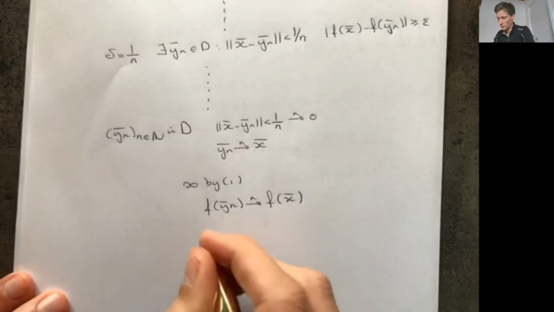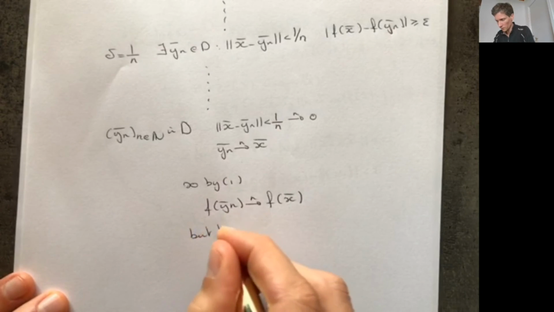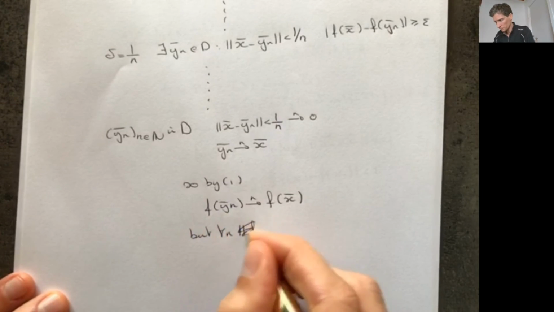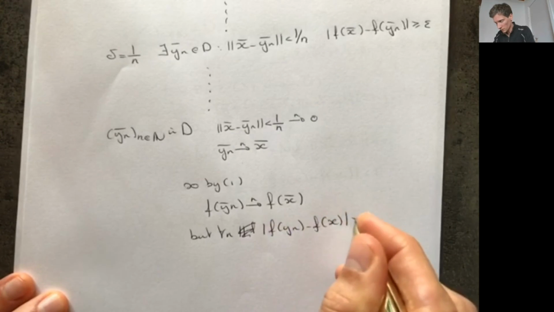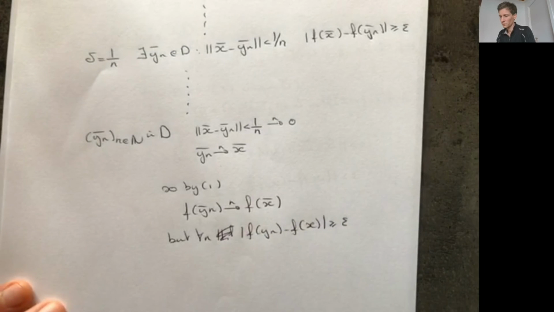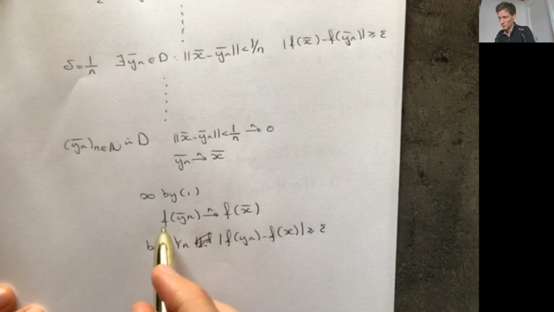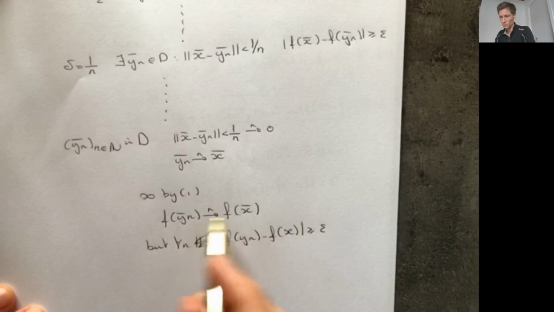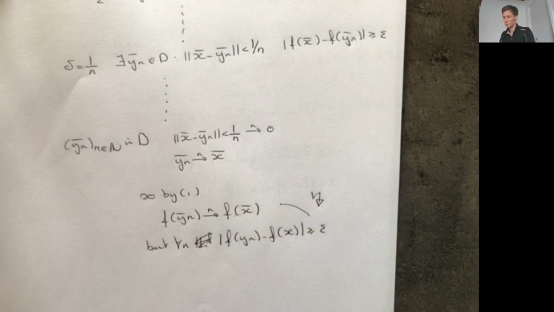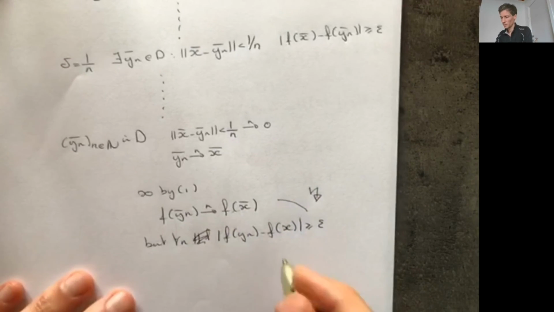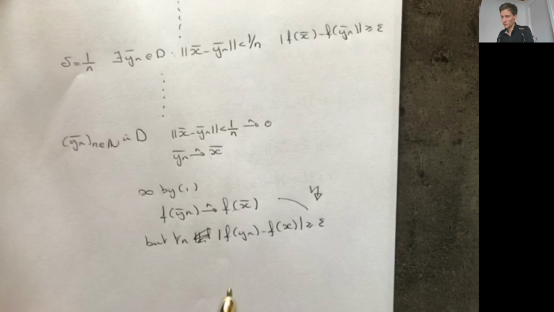So for all n, f of yn minus f of x are at least in distance epsilon from each other. And then on the other hand, we know that the two converge to each other. So this is the desired contradiction. Right? It's impossible to converge to a value if you stay in distance epsilon from this value. Okay, so I think this was the last exercise of this part.